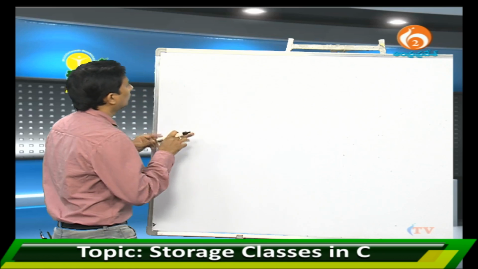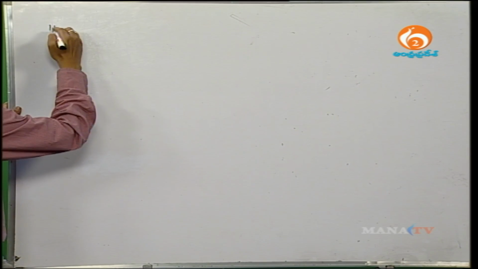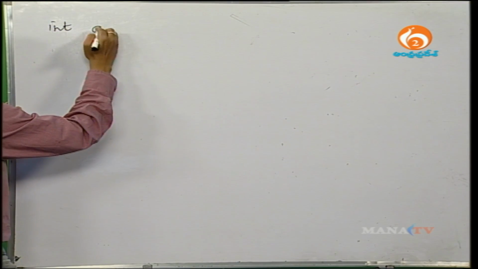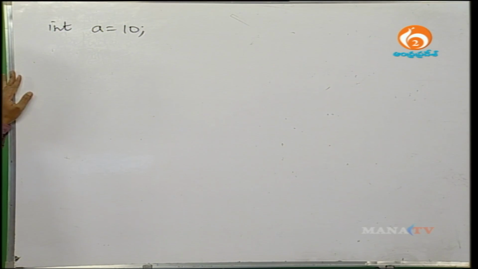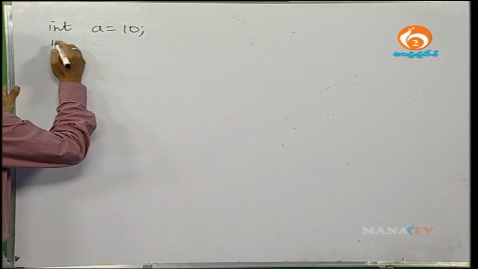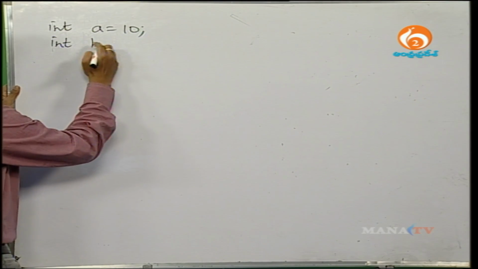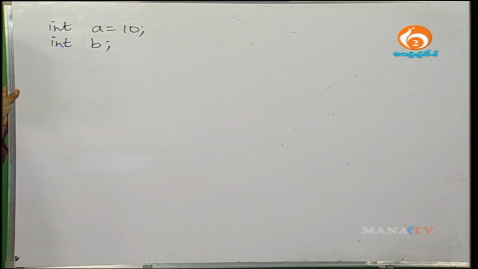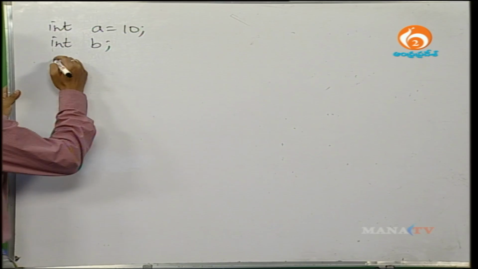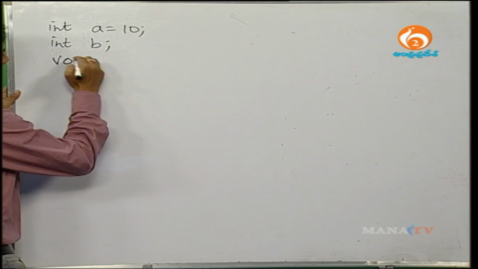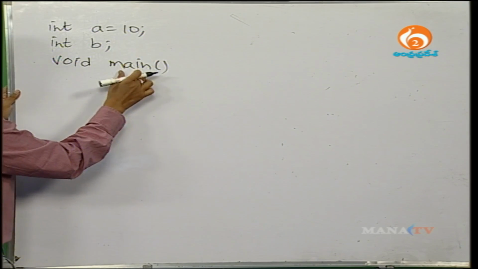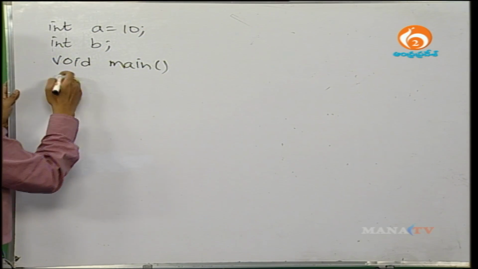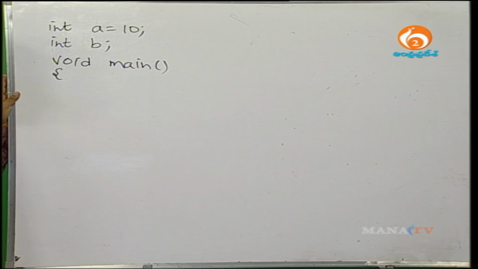int a equal to 10. Just look at the program carefully. Next, int b semicolon. Next, void main. Every function should have one return type, you know that one. So void means we are not returning anything here.